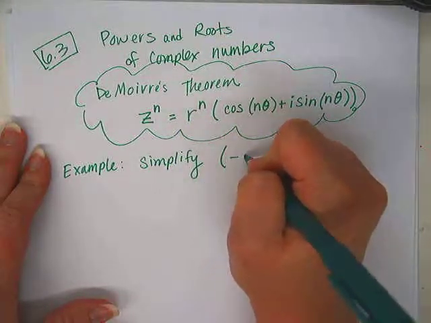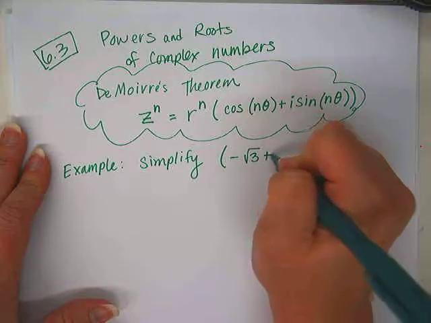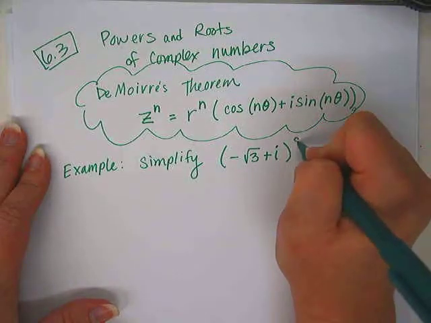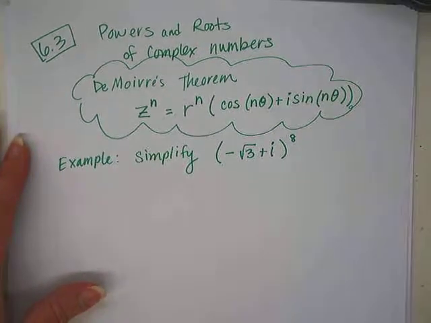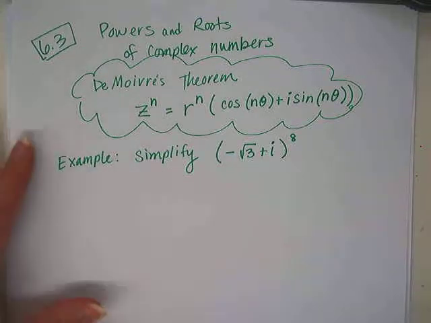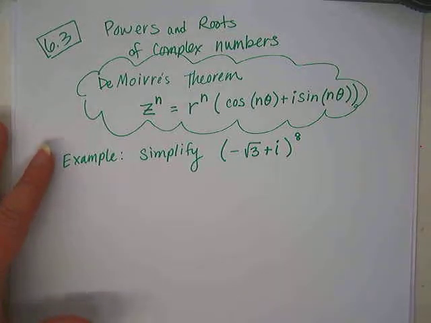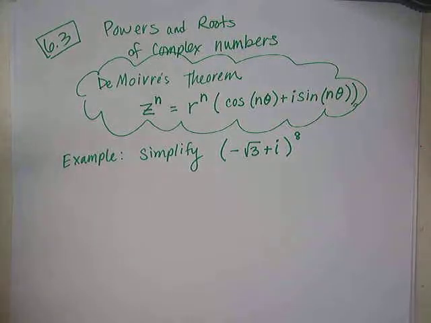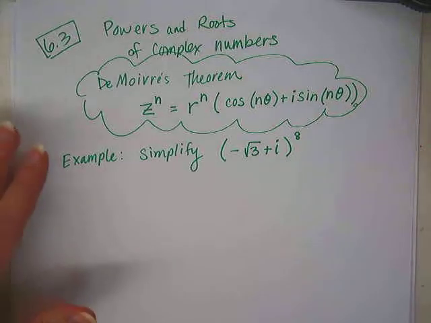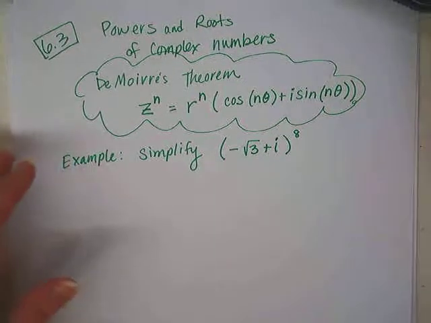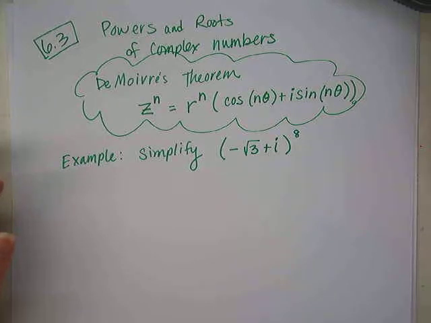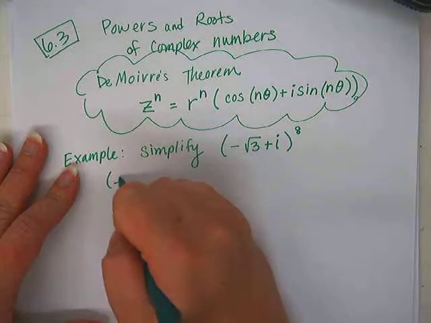Simplify negative square root of 3 plus I to the 8th power. Okay, what if we didn't know about trigonometric form and we didn't know about de Moivre's theorem? How would we do this? You would FOIL this 7 times.